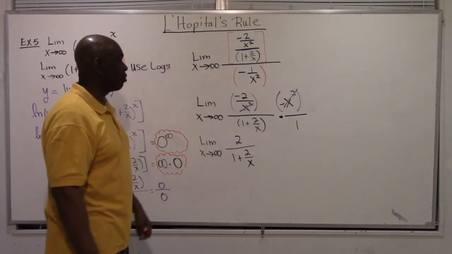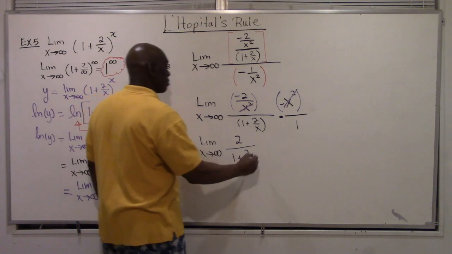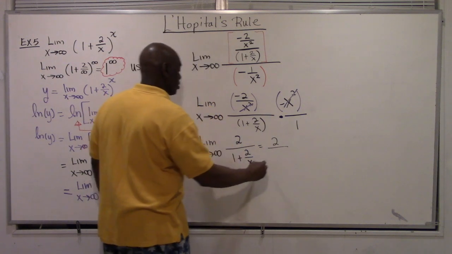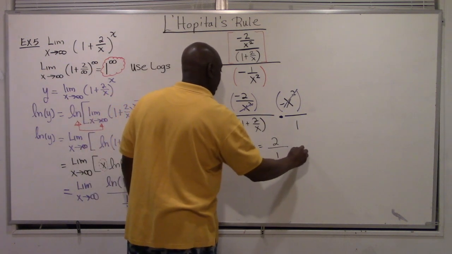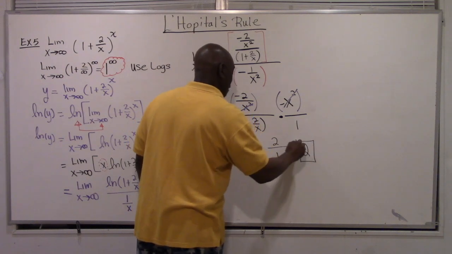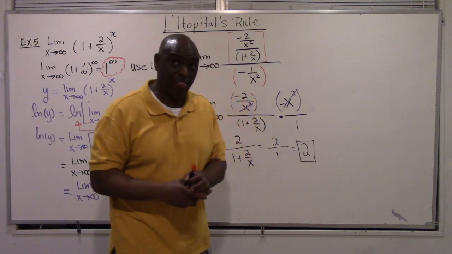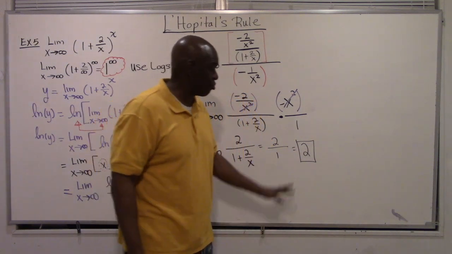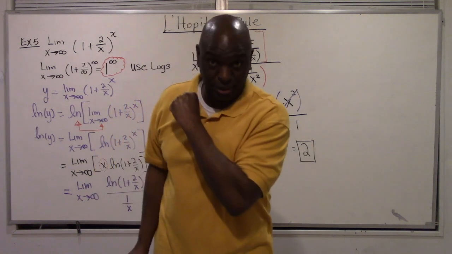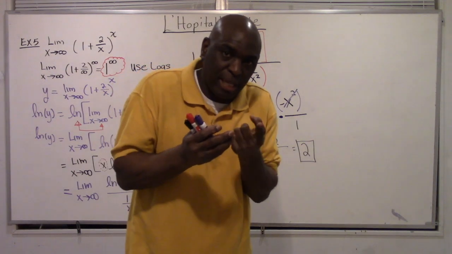So now let's go ahead and do direct substitution. Take infinity, plug it in for x. That's going to equal 2 divided by 1 plus 0, which is 1, which is simply 2. Now, if you tell me that the answer to our problem is 2, that is absolutely incorrect. It's not 2, because you have to go back. Watch this.